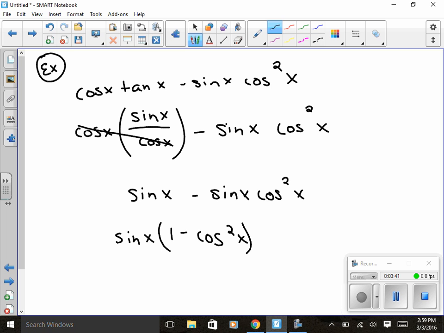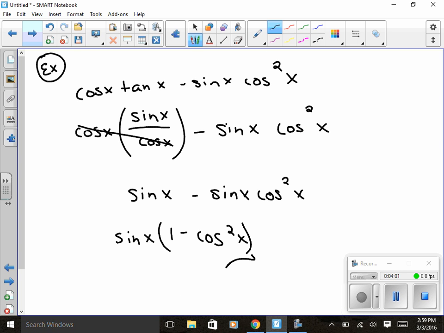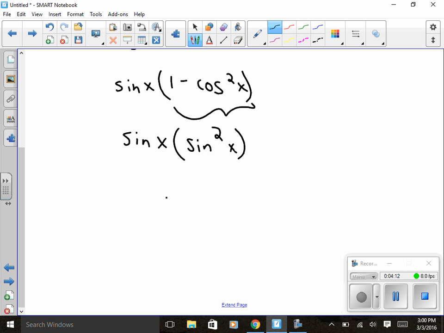Now, remember back to the first problem in that 1 minus sine squared of x equaled that cosine squared of x. Well, if I reverse that, if I did 1 minus cosine squared of x, this is then going to change to sine squared of x. Well, I can now multiply this and get sine cubed of x, and that's the simplest I can go.